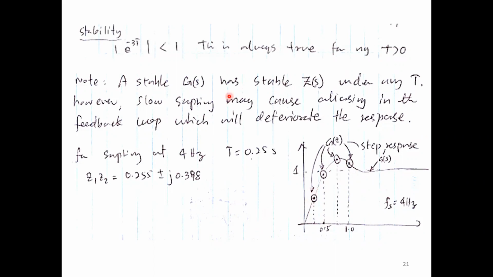So generally speaking, it is better to have the sampling frequency at least 4 or 5 times the Nyquist rate. Okay, don't go any below that threshold. All right, any further questions, please?